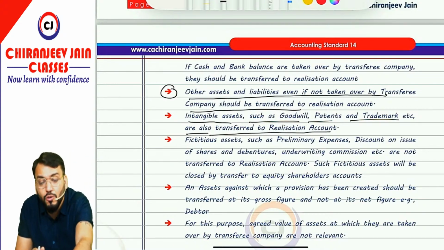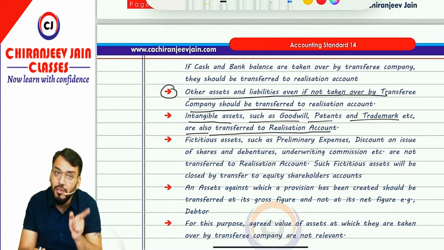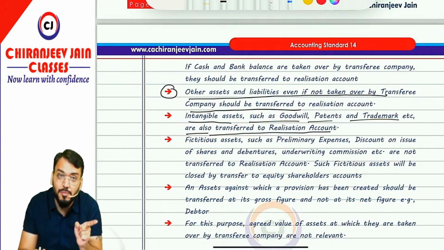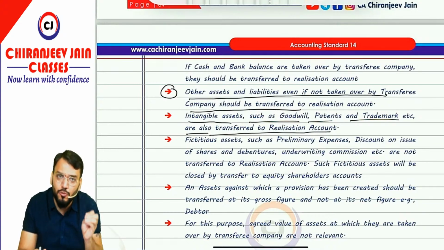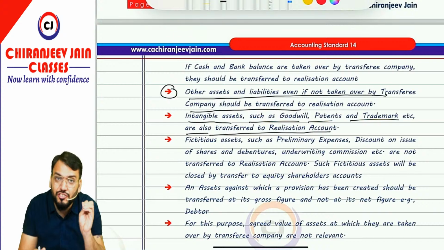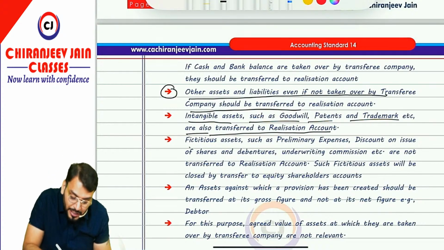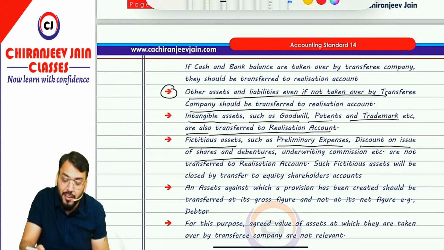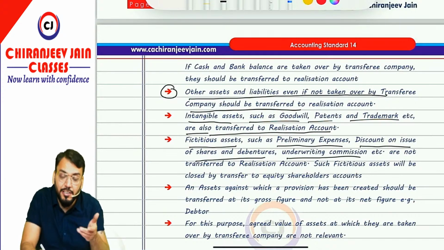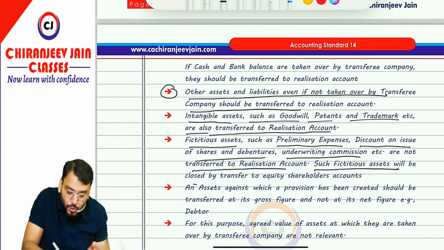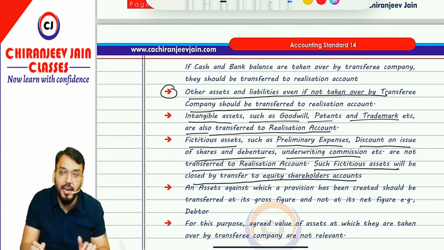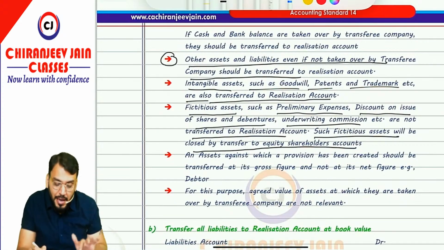Loss will be closed by transfer to equity shareholders account. So any fictitious asset will not be transferred to realization account, because that is a loss, and all the reserve and surplus and accumulated loss is directly transferred to equity shareholders account. Understood? So any fictitious assets such as preliminary expenses not yet written off, discount on issue of debentures or shares not yet written off, underwriting commission which are not yet written off, are not transferred to realization account. Such fictitious asset will be closed by transfer to equity shareholders account. Understood? Correct.